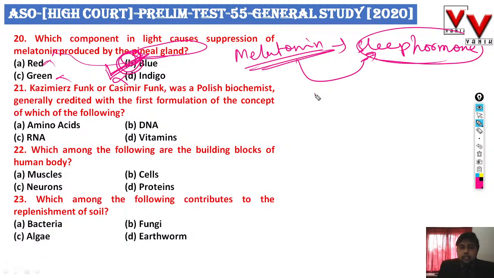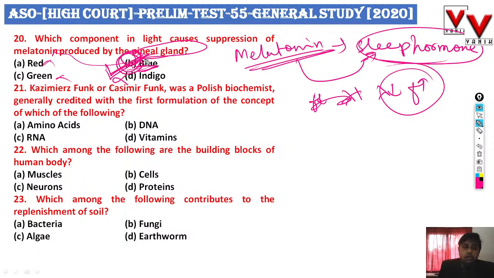Blue light has the least wavelength and the frequency is very high. This creates a certain kind of vibrations in the pineal gland, so that suppresses the melatonin hormone. So the answer to this question is option B. Quite a factual question. Moving to the next, question number 21.